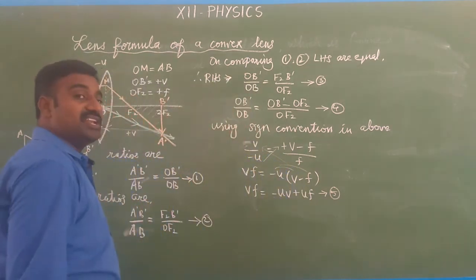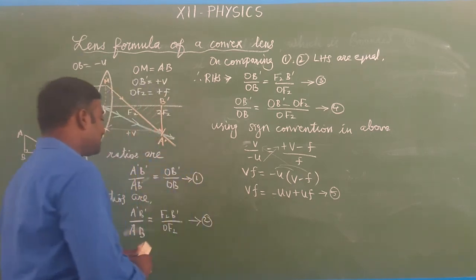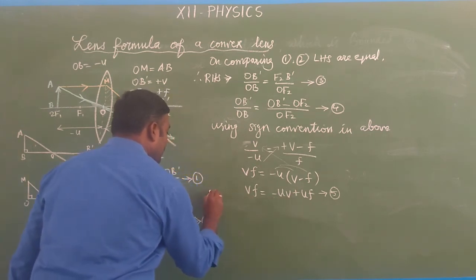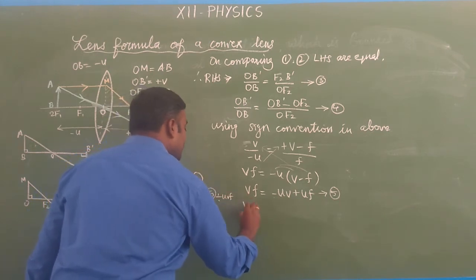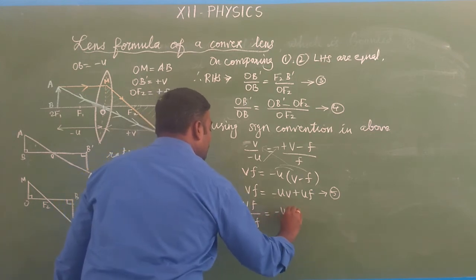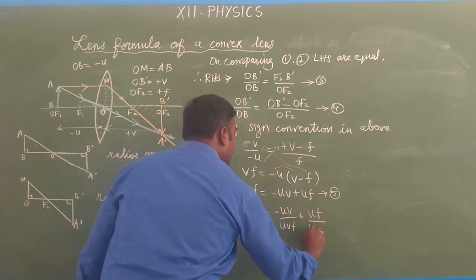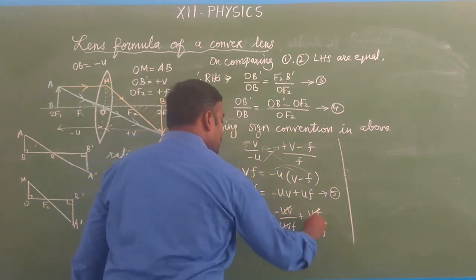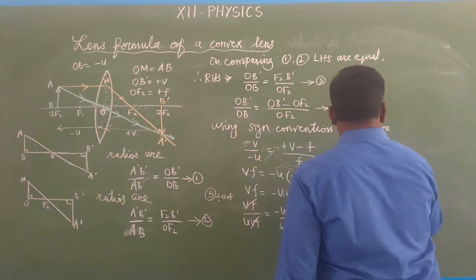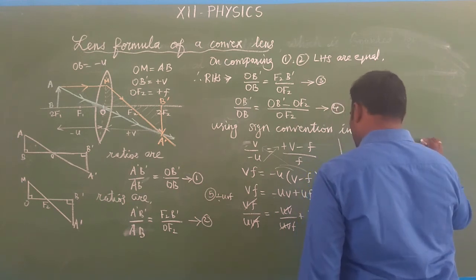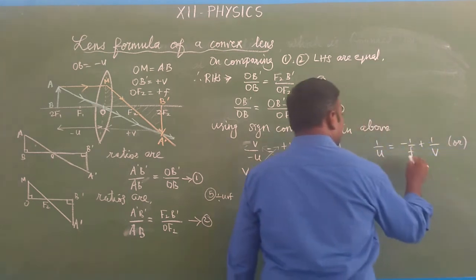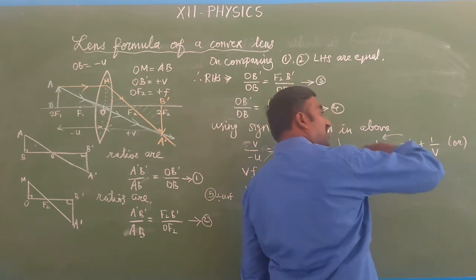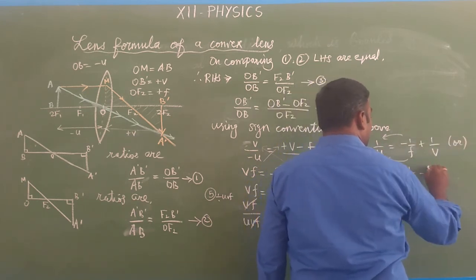In this equation, you divide completely by uvf on both sides. So what will you get by dividing equation 5 by uvf? vf divided by uvf is equal to minus uv divided by uvf plus uf divided by uvf. vf cancels, uv cancels, uf cancels, remaining 1 by u, which is equal to minus 1 by f plus 1 by v. Now transfer the two terms. The minus 1 by f you transfer to the left hand side, it becomes plus 1 by f, and this 1 by u you transfer to the right hand side, where 1 by v is already there, so it becomes minus 1 by u.